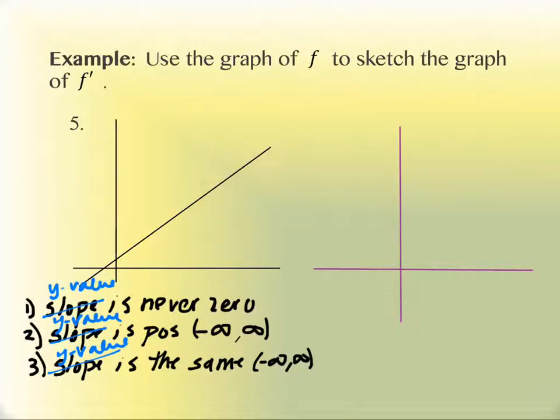What does it mean for the y value to be the same everywhere? It's horizontal is the word I want. Yes, it's a horizontal line. This will be a horizontal line above the x-axis. And again, I don't know exactly how far above. It's not really the point. But it is above the x-axis.